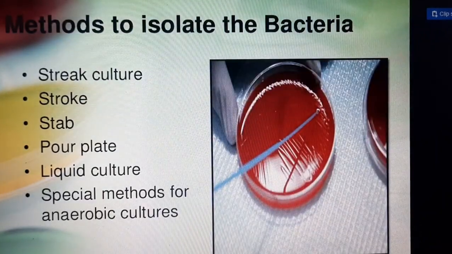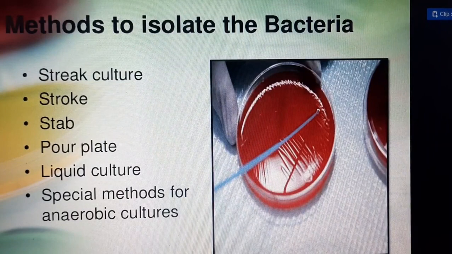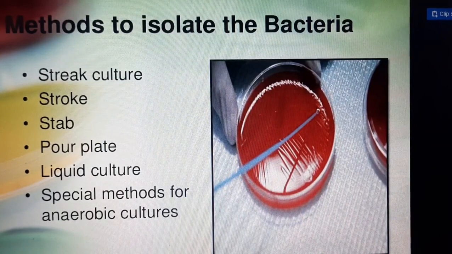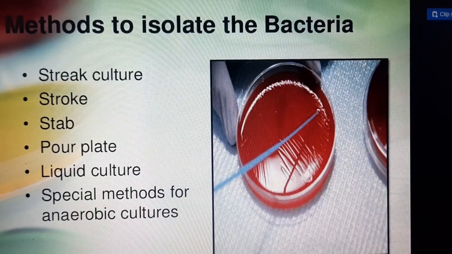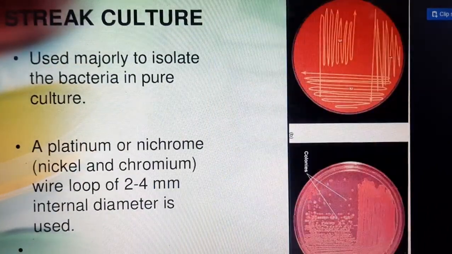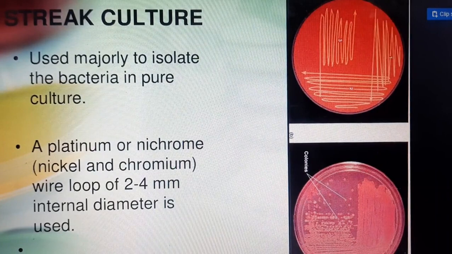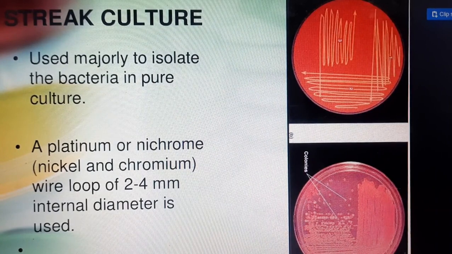Methods to isolate the bacteria: streak culture, lawn culture, stroke culture, stab culture, pour plate culture, liquid culture, and special methods for anaerobic cultures. Streak culture. It is the routine method employed for bacterial isolation in pure culture. A platinum or nichrome wire loop of 2 to 4 mm internal diameter is used. Due to the high cost of platinum, labs routinely use nichrome wire.